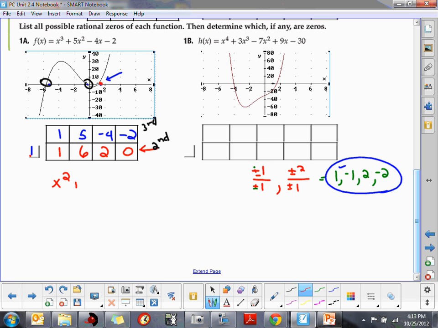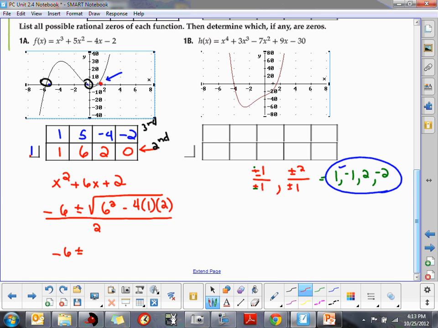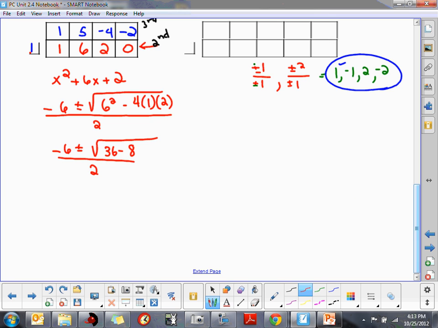So we have x squared plus 6x plus 2. Now in this, what we'll do is we'll take the opposite of b, so negative 6 plus or minus the square root of 6 squared minus 4 times a times c, all over 2 times a, which is 2. So it's a negative 6 plus or minus the square root of 36 minus 4 times 2, which is 8, all over 2. That means you have a negative 6 plus or minus the square root of 36 minus 8, which should be 28, all over 2.